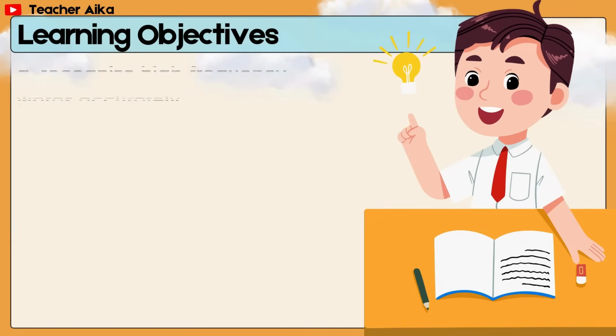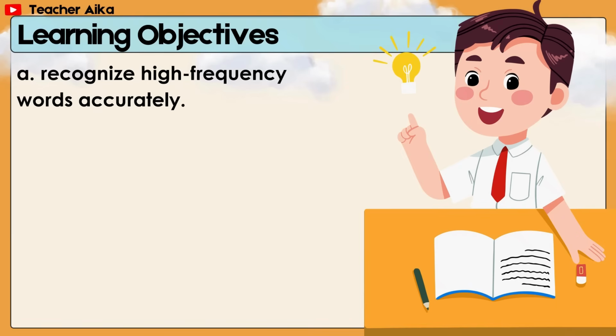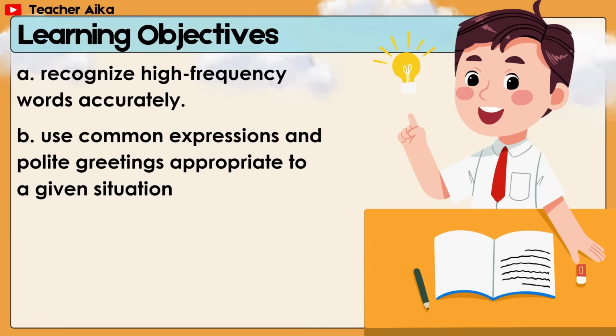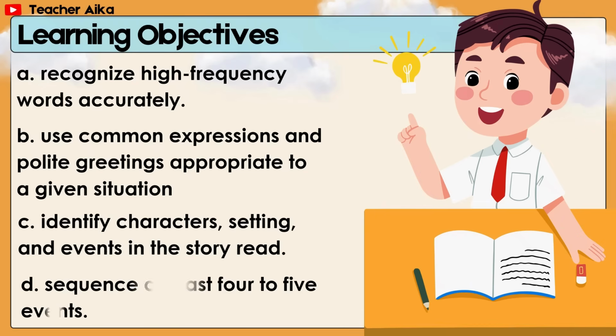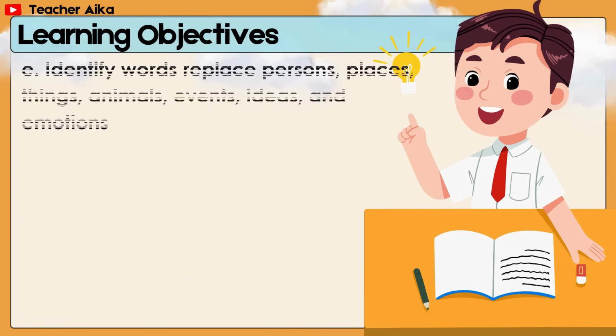Learning objectives. A. Recognize high-frequency words accurately. B. Use common expressions and polite greetings appropriate to a given situation. C. Identify characters, setting, events in the story read. D. Sequence at least 4 to 5 events. E. Identify words that replace persons, places, things, animals, events, ideas, and emotions.